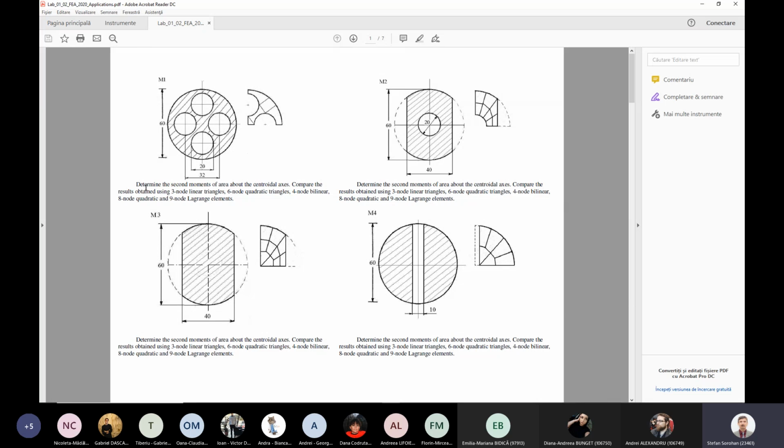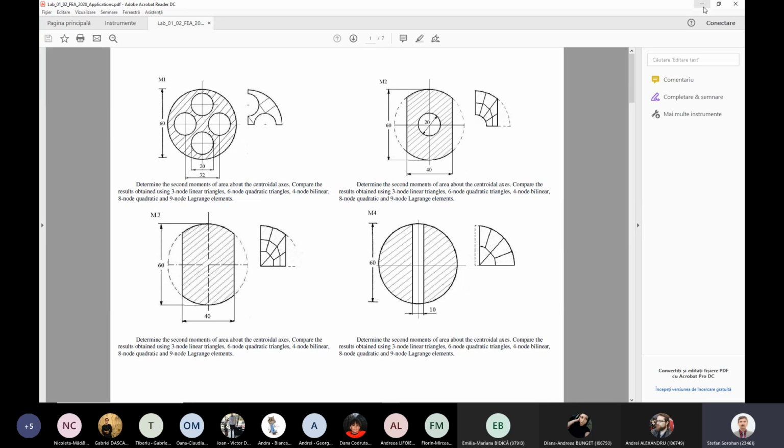So here is written, determine the second moment of area above the centroidal axis. Of course, due to the symmetry, we know the centroidal axis here. And compare the results obtained using meshing with 3-node linear triangles, 6-node quadratic triangles, and 4-node bilinear, and so on, finite elements.